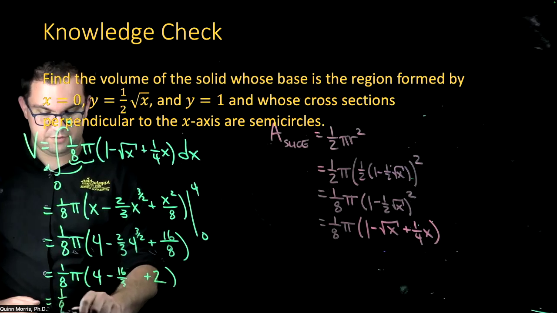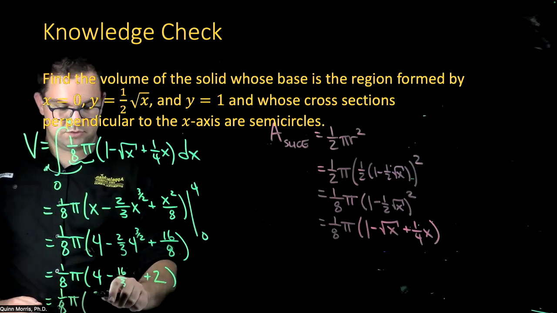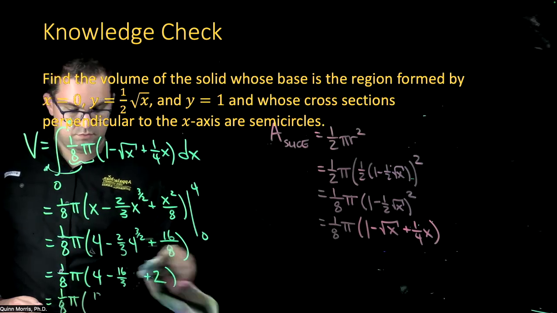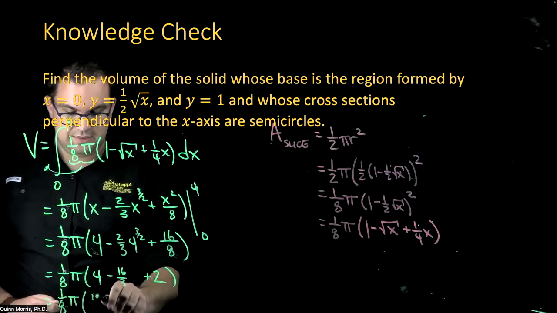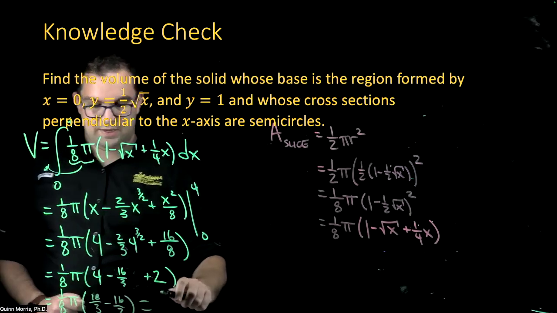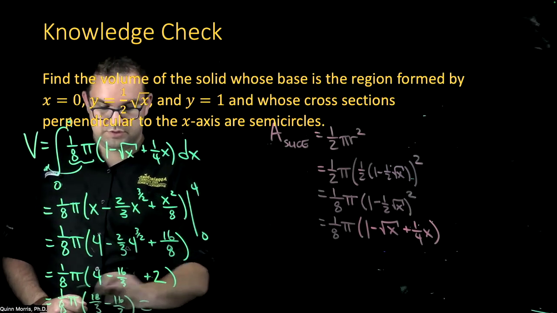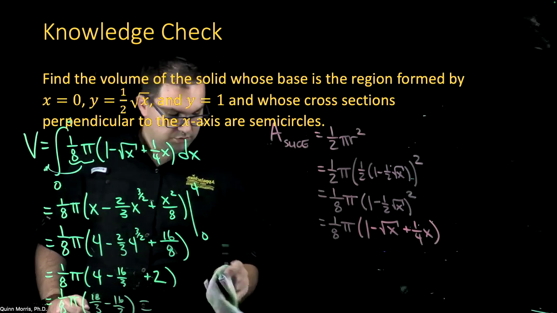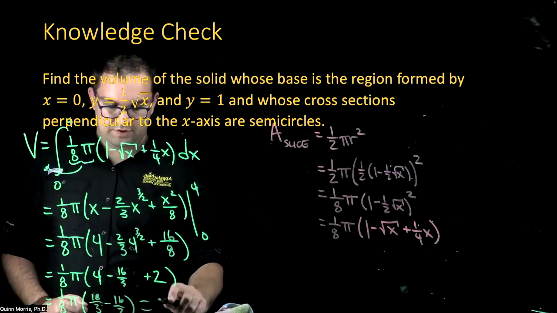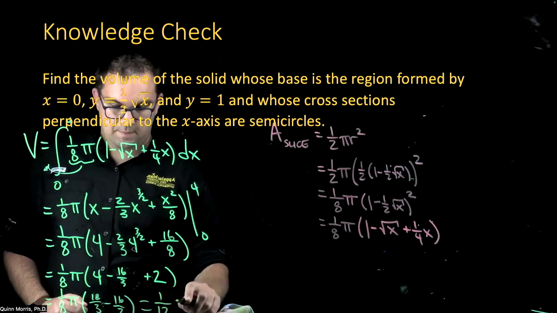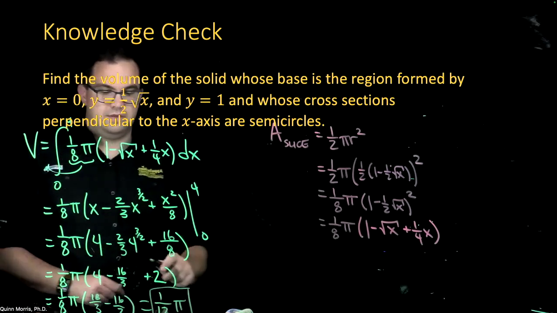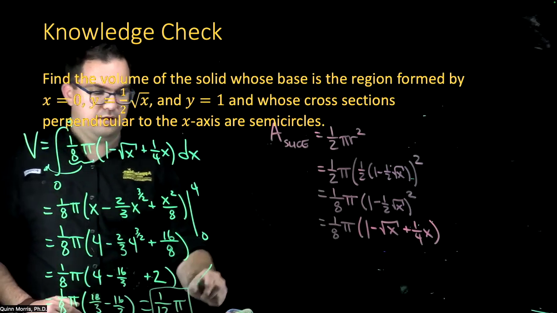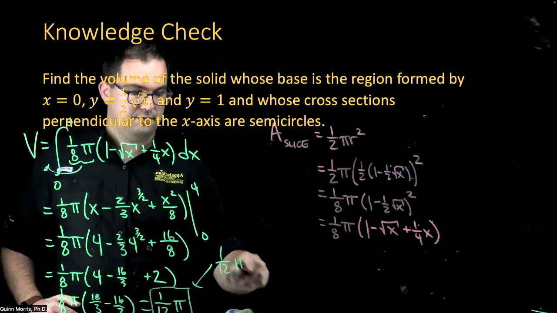So this is 1/8 pi times, well, 4 plus 2 is 6. In terms of thirds, that's 18 thirds minus 16 thirds. And so we get, that's 2 thirds. So 2 thirds times 1/8 is 2/24 or 1/12 pi. That's sort of a lot of work there at the end. That's 1/12 pi. Okay.